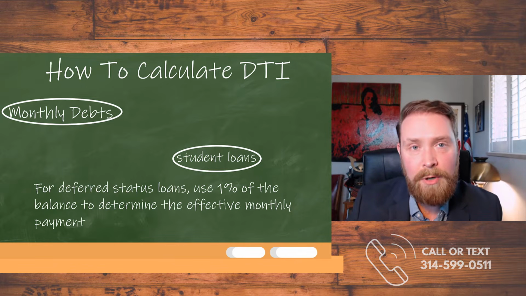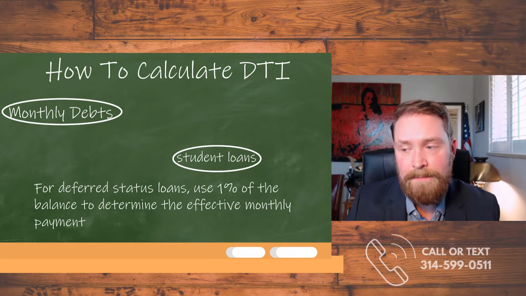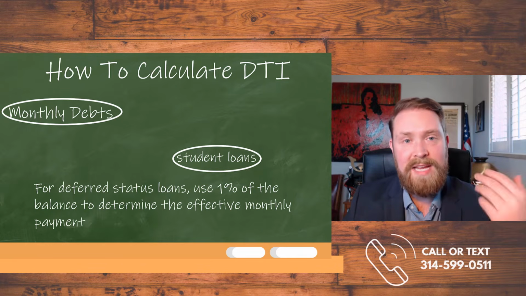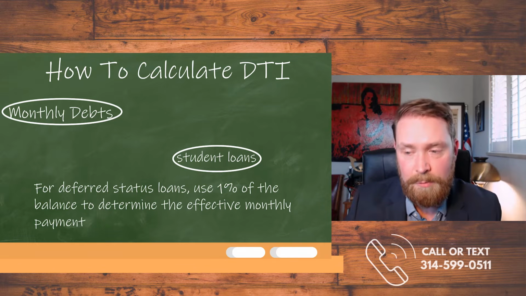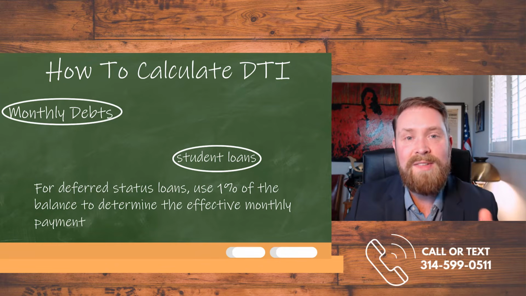Now, there are some programs that allow a slightly different calculation. There are also some ways where if we obtain certain documentation that shows us what the payments are going to be, there are certain cases where we can use a lower number than that for qualifying purposes. But the safest way to do it is to take 1% of the balance and use that in that monthly debt calculation.